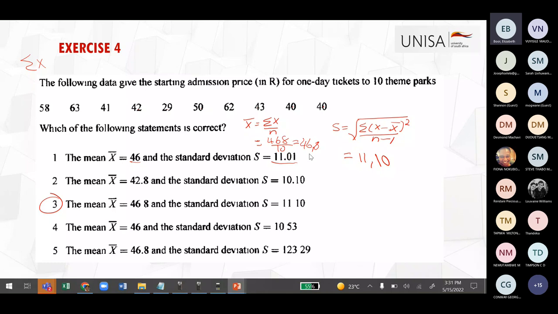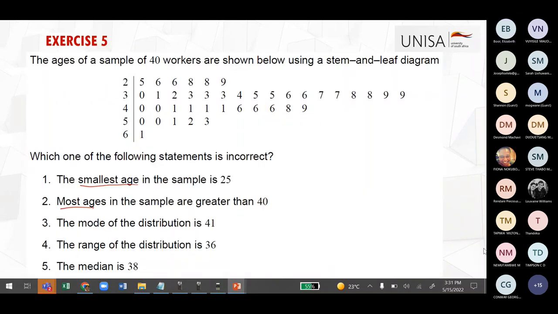Let's go to question number 5. Question number 5, stem and leaf plot of 40 workers. We need to find the incorrect statement by first finding the smallest age, the most ages, the mode, the range, and the median. We're going to answer all these questions together, because then I'm not going to give you time to go and think about them, because then we won't get through all 35 slides. So which one of the following statements is incorrect? We're going to evaluate all of them.